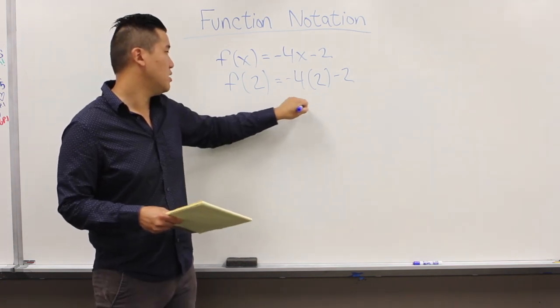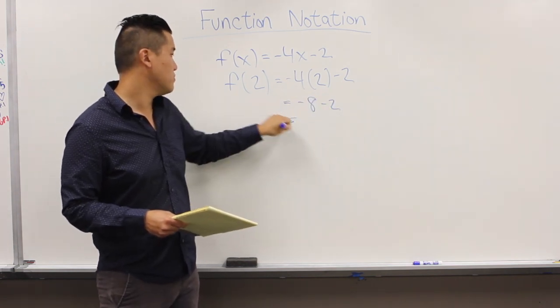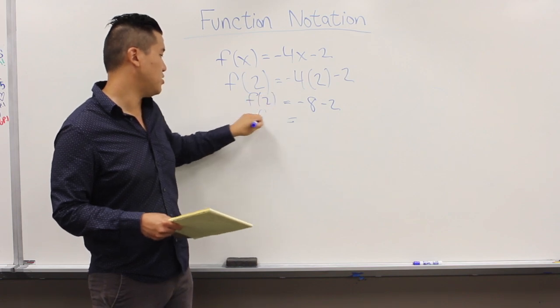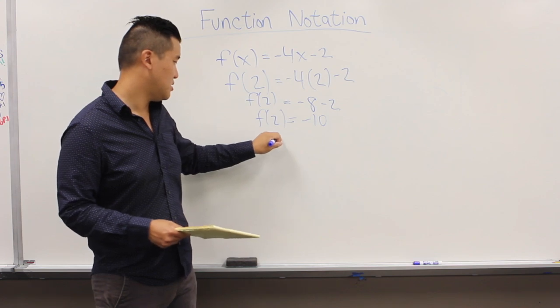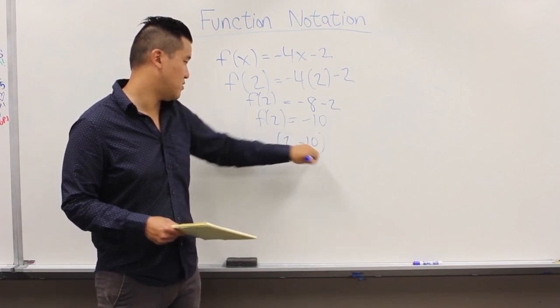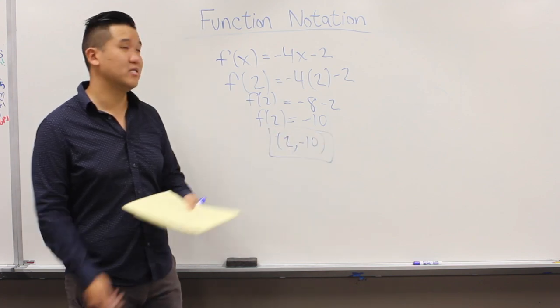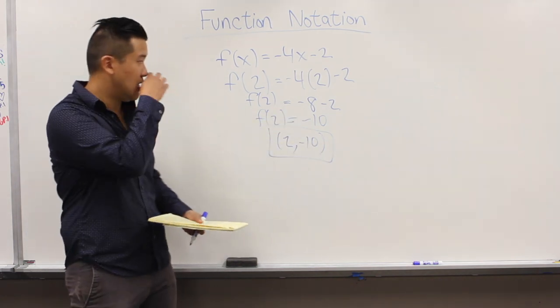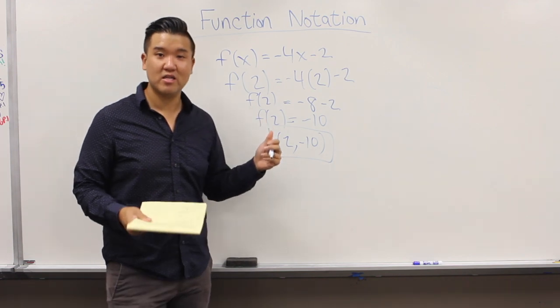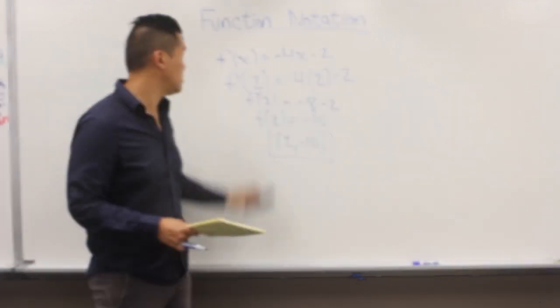So then we get what? Negative 8 minus 2. Let's write f of 2. Negative 10. So what does that mean? 2 comma negative 10. When x is 2, y is negative 10. So check your answers. See if you got it right. Most kids do well on this. They struggle with the next problem.